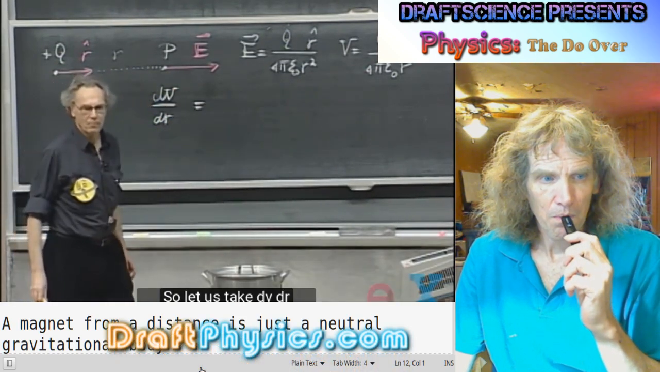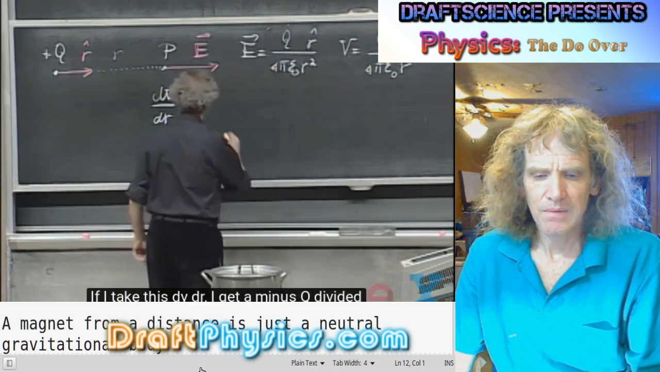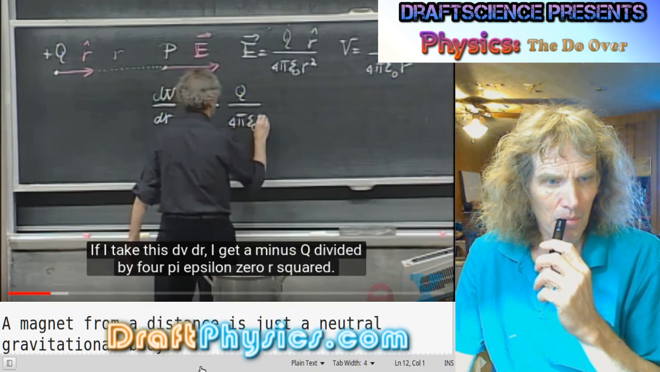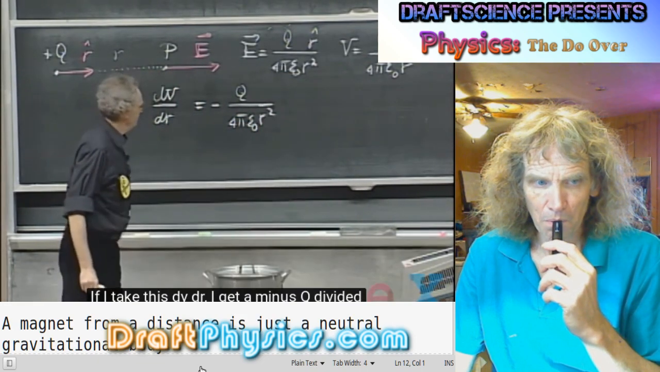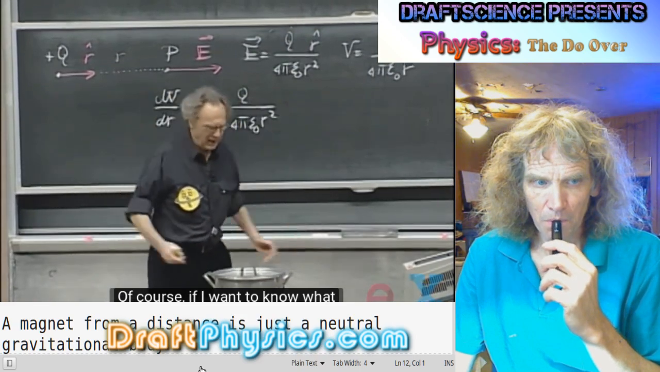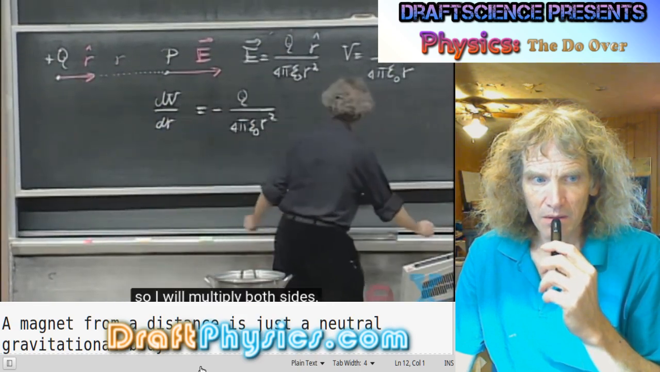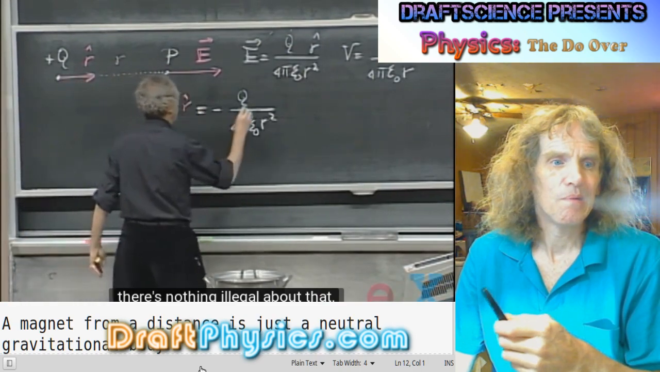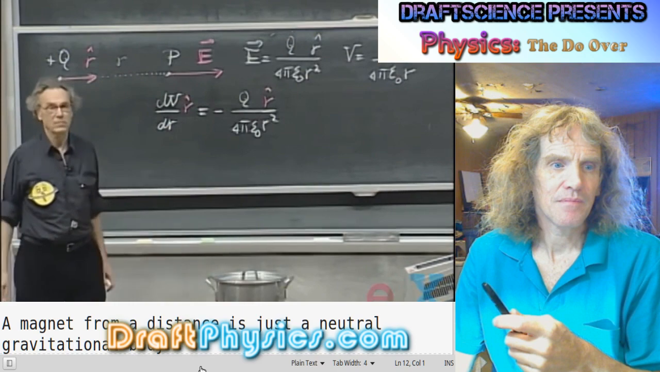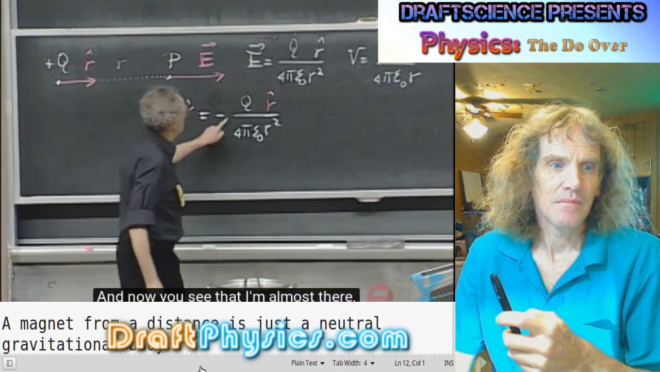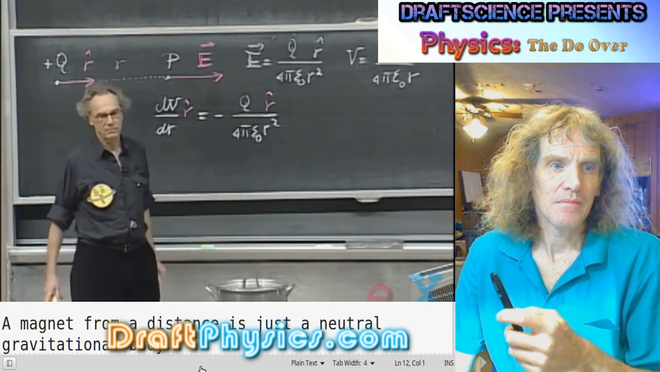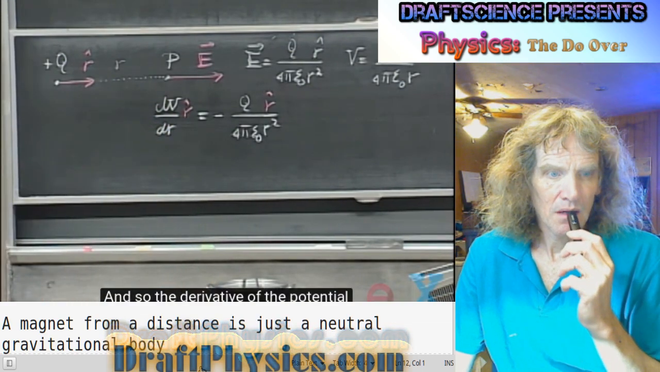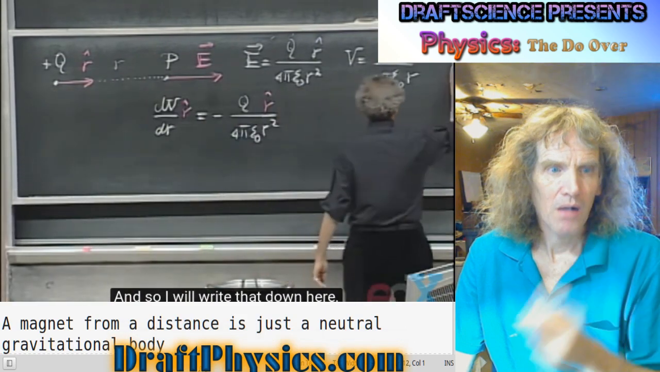And let's see what we get. If I take this dV/dr, I get a minus Q divided by 4 pi epsilon 0 R squared. Of course, if I want to know what the electric field is, I need a vector. So I will multiply both sides, which is completely legal, with a unit vector in the direction R. That turns them into vectors. And now you see that I'm almost there. This is almost the same, except for a minus sign. And so the derivative of the potential is minus E, not plus E. So I will write that down here, that E.